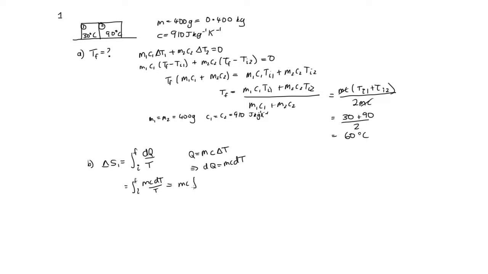And so this is equal to MC times the integral from the initial to the final of dT on T. So this will just be log. So we've got MC times log of T final minus log of T initial, which equals MC log of T final on T initial. Now we'll have the same expression for block 2, where the initial temperature is 90 degrees and the final temperature is 60 degrees. Okay, so let's evaluate it for block 1.